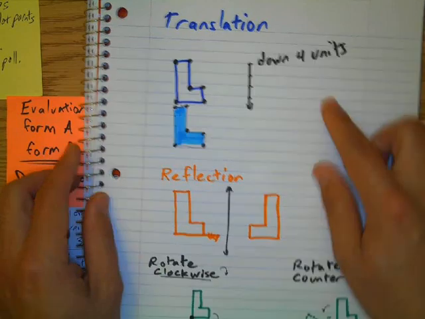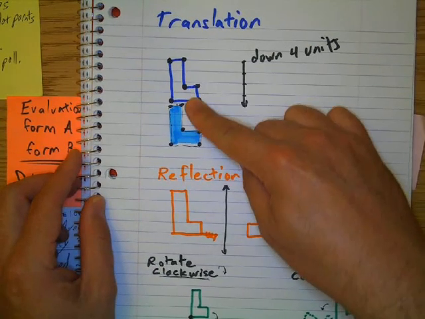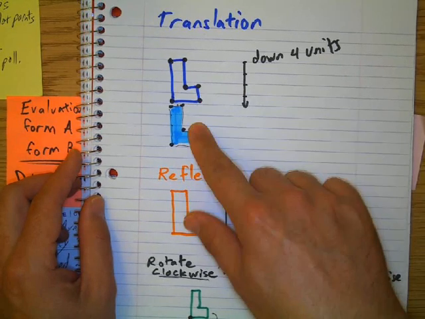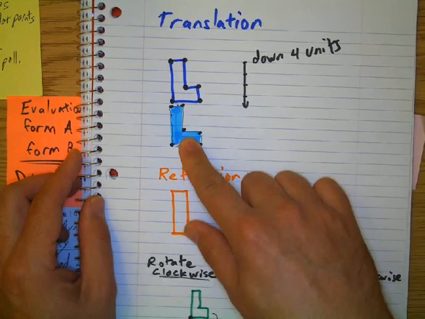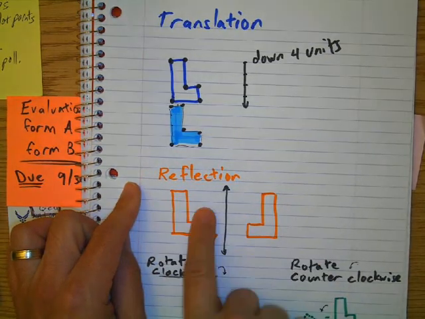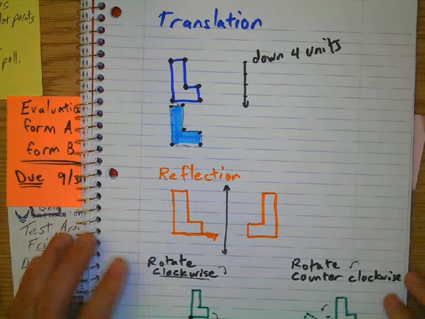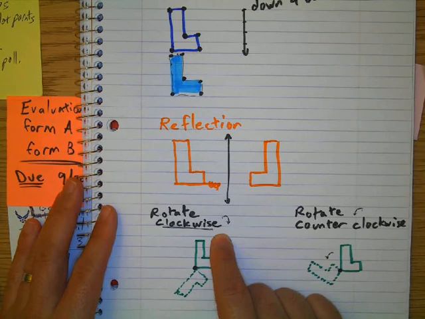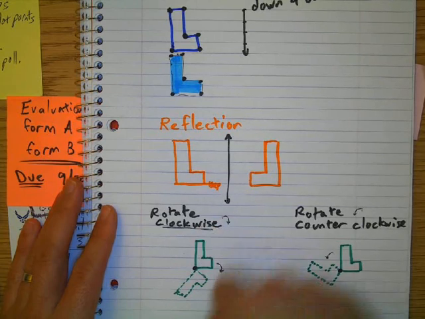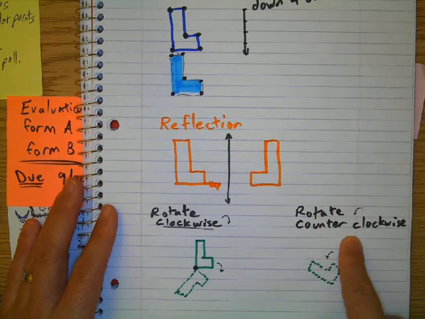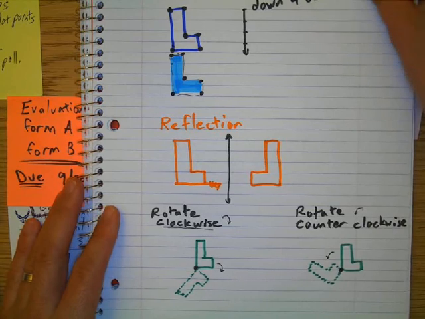Here's an example of a translation moving from here down 4. I could move left and right, up and down, but it stays in the same orientation. Reflection is if I have a line and we go from here to here across the line. And rotating, if you rotate clockwise, we'll think of a clock and you're rotating to the right, okay? And counterclockwise is think of a clock and go in the wrong direction, okay? If you know how to tell time.